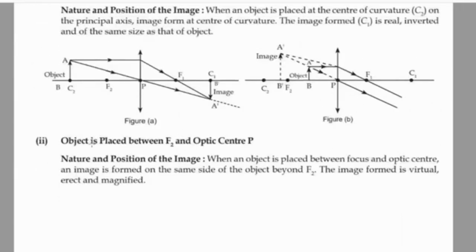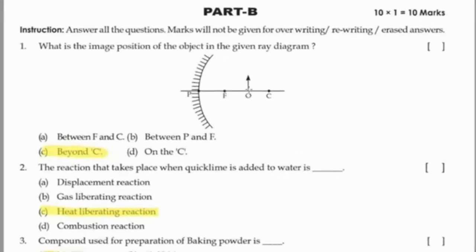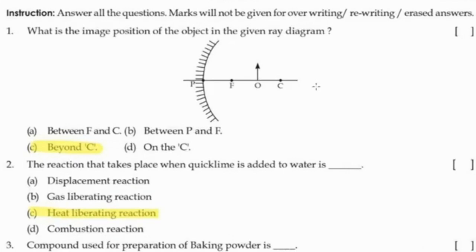For picture 2, the object is placed between F2 and optic center P. When the object is placed between focus and optic center, an image is formed on the same side of the object beyond F2. The image formed is virtual, erect, and magnified. Part B, what is the image position of the object in the given ray diagram? So this is the object, image will be beyond C.